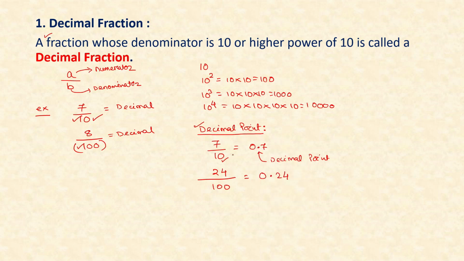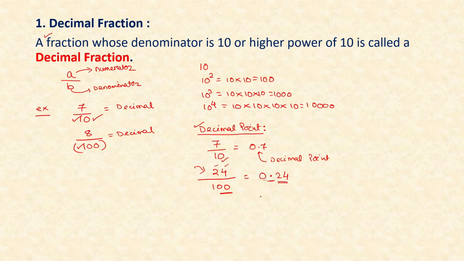Let us understand it more clearly from the next example. How many zeros are there in the denominator? There are 2 zeros in the denominator. Then from the right, I need to count the digits and put the dot after as many digits as the zeros present in the denominator. As here 2 zeros are there, I need to count 2 digits from the right. So, 1 and 2, then I put the dot here. So, you can see 0.24.